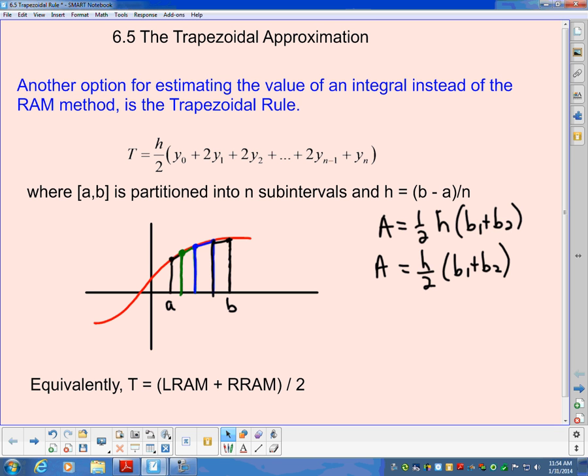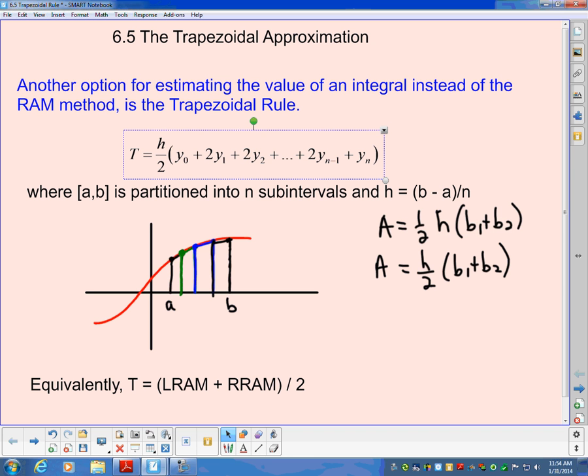But the trapezoidal rule, why is this the average of LRAM and RRAM? Well, think about it. For LRAM, I would start by using the left endpoint of the first subinterval, right? So I'd plug in A here, and y naught is the height of the rectangle that goes with A. So I would add y naught all the way through to here, not including y sub n.